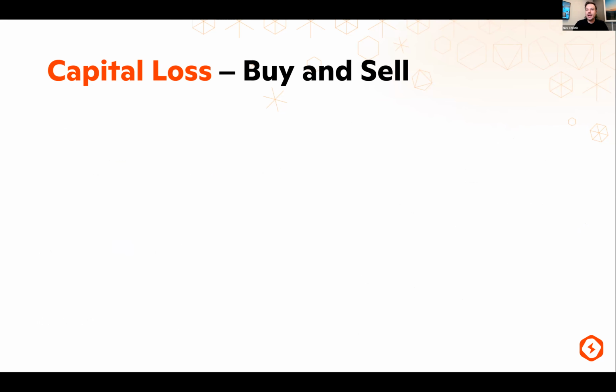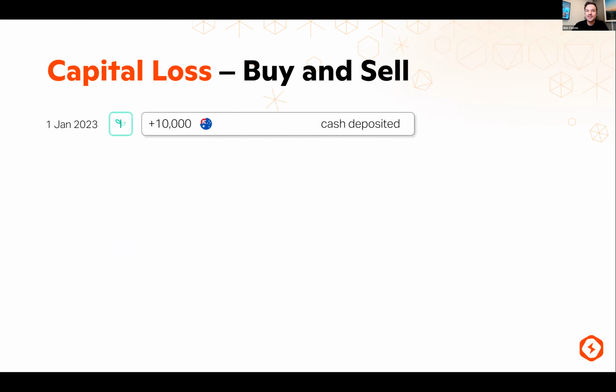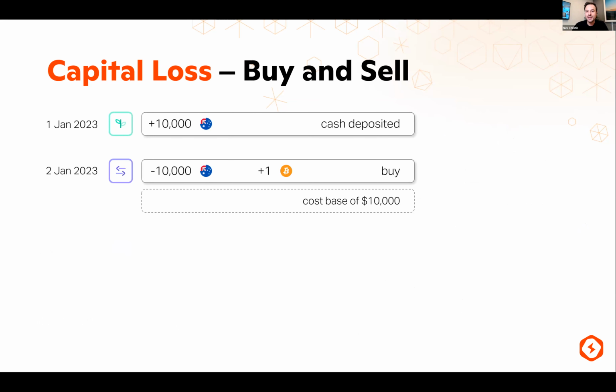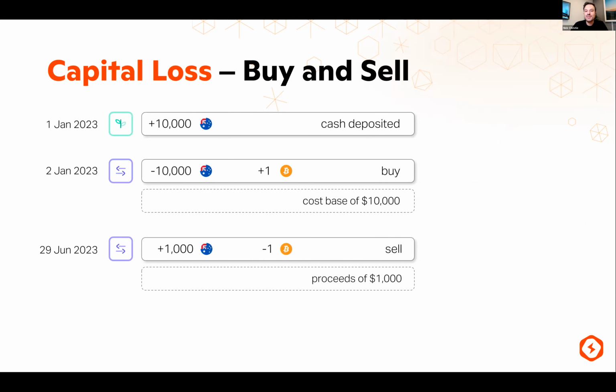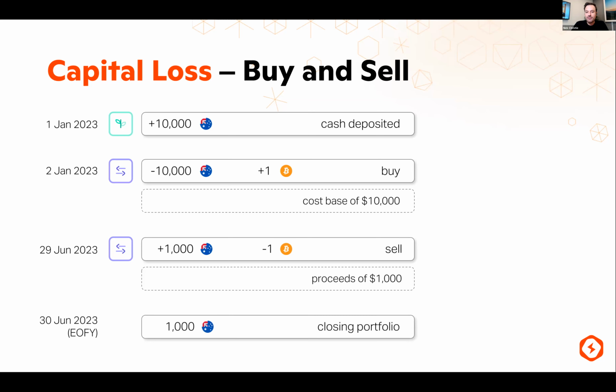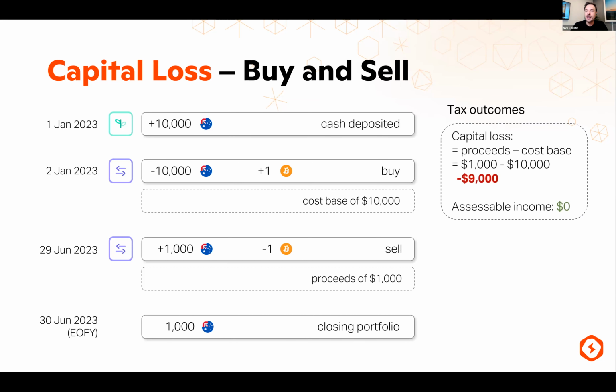The next example is for how a capital loss works. So very similar example: cash is deposited, then it's purchased, and then you sell it. But this time you sell it for less. So in this example, you purchased for 10,000, but now you've sold it for 1,000. So you have $1,000 sitting at the end of the day, and then you have to work out what the capital loss is. So once again, you take the proceeds, which is 1,000, subtract the cost base of 10,000. And because it's now a negative number, you know that this is going to be a capital loss. So this is something that you also declare on your tax return.